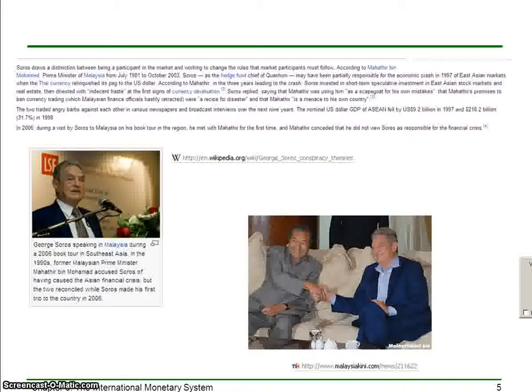Malaysia implemented currency pegging during the financial crisis. Let's see what happened to the financial crisis in 1997. Let's watch the movie on Asian financial crisis 1997.